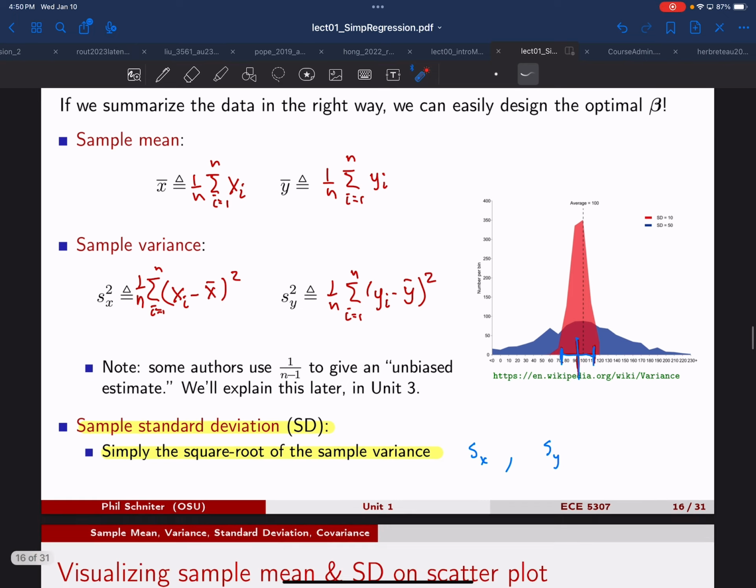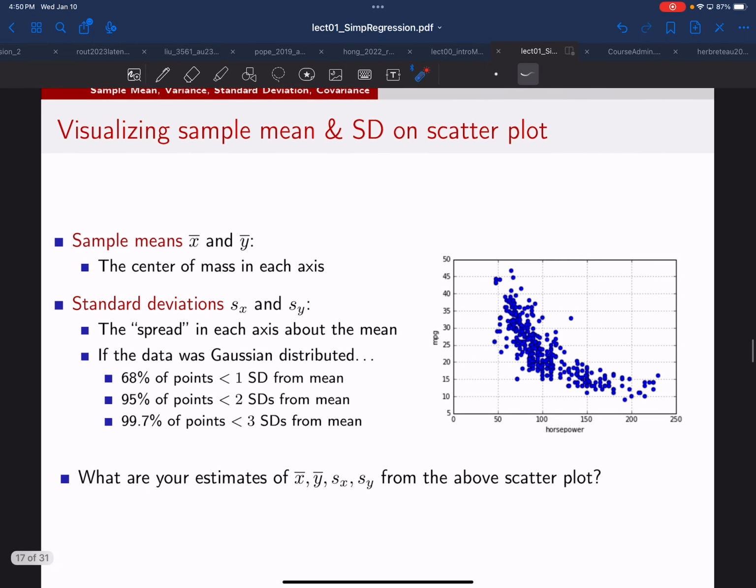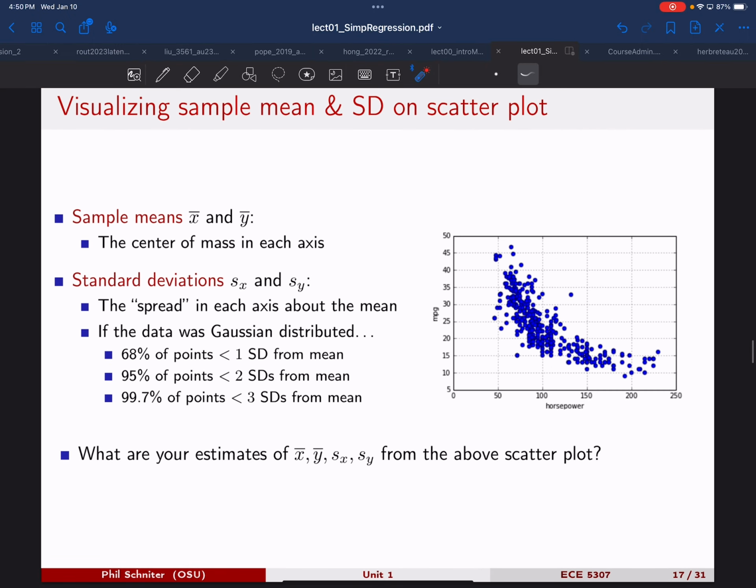Okay, so here we are back to our scatter plot. We have horsepower on the horizontal axis, miles per gallon here. Again, this is like Y and X. So if we had to just visually guess what is X bar, let me see.